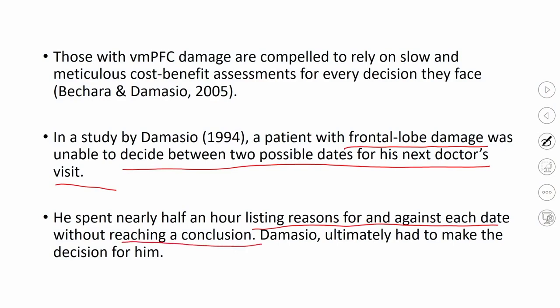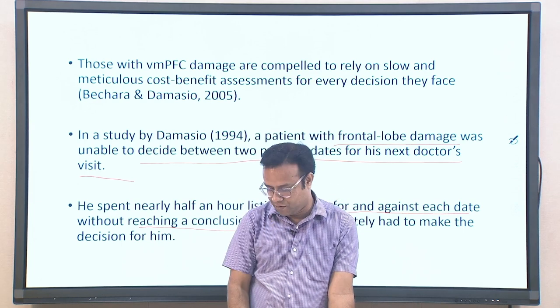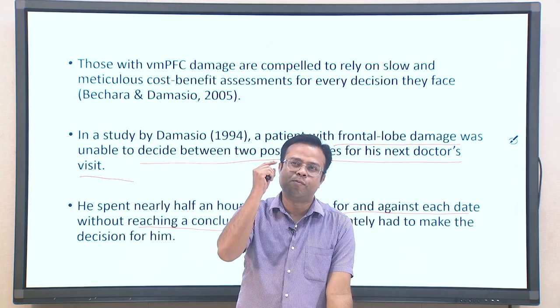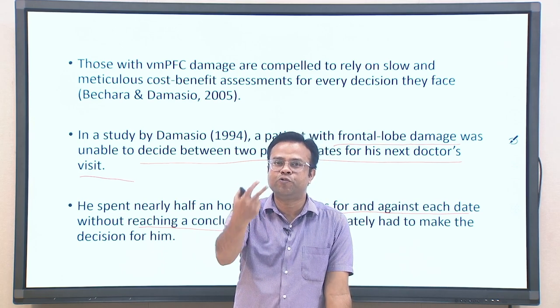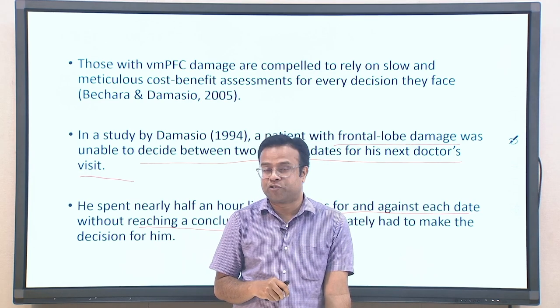So, he was struggling to see what are the positives of going on this date, the negatives of going on this date, doing all the cost benefit analysis, and still could not reach a conclusion. So, Damasio ultimately had to make a decision for him. The experimenter, Damasio, who proposed this hypothesis, finally took a decision for this person. So, this shows how the decision making process is hampered when people are not able to use emotion as the guide to take decisions.